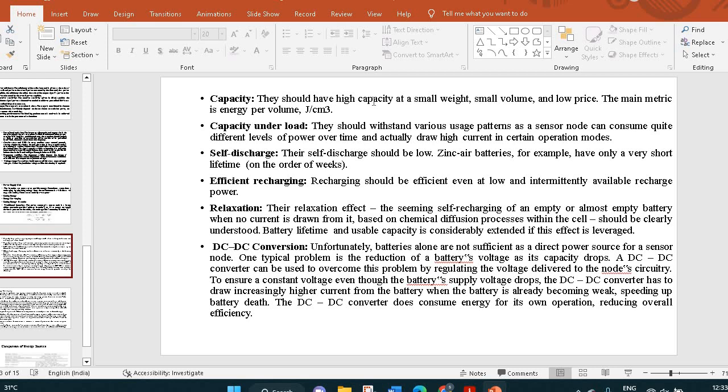Capacity. They should have high capacity at a small weight, small volume and low price. The main metric is energy per volume. Capacity under load. They should withstand various usage patterns, as a sensor node can consume quite different levels of power over time and actually draw high current in certain operation modes. Then self-discharge, efficient recharging, relaxation, and DC to DC conversion are the other aspects to be considered.